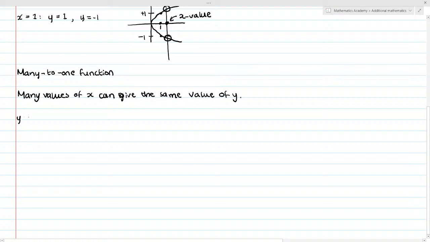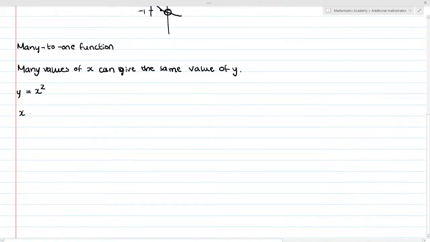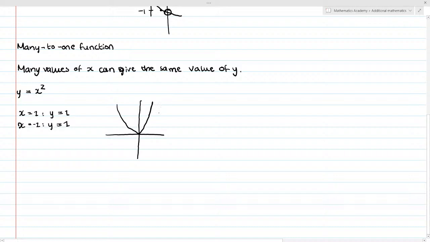Well, an example is just the opposite of what we had above. So the function y equals x squared. When x is equal to 1, y is equal to 1. And when x is equal to minus 1, y is also equal to 1, sorry. And so that means that two values of x gave us the same value of y. And in this case, when we draw the curve, we get this. So this is, of course, the graph of a parabola.